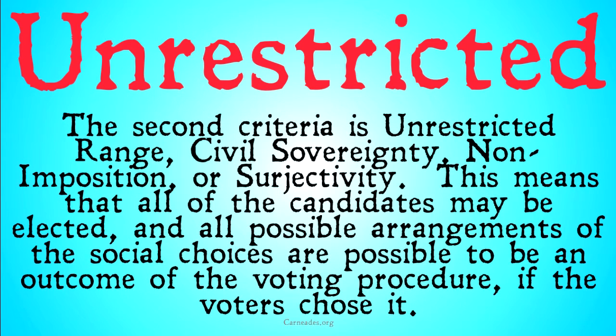The second criteria is unrestricted range, also known as citizen sovereignty, non-imposition, or surjectivity. This means that all of the candidates may be elected, and all possible arrangements of the social choices, rankings of the candidates 1 through 4, are possible to be an outcome of the voting procedure if the voters choose it. No matter how unlikely something may be, it's possible that if everyone voted in a particular way, that candidate would win.